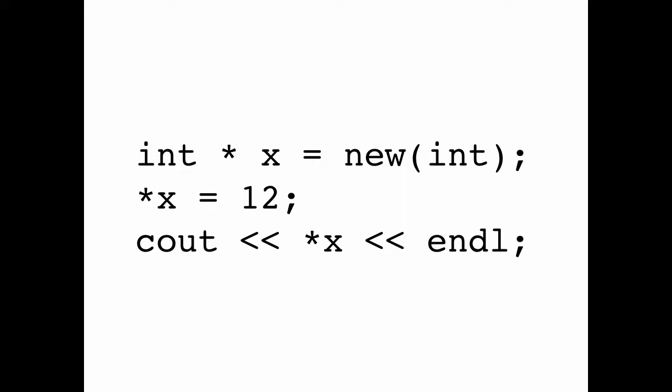So we say star x. What does star mean in this context? It means dereference. How do you know it's dereference? Because it doesn't have a type in front of it. It means we're dereferencing x, and we're setting it equal to 12. So this whole thing means dereference x, or go to the address, and when you get there, put 12 in that box.